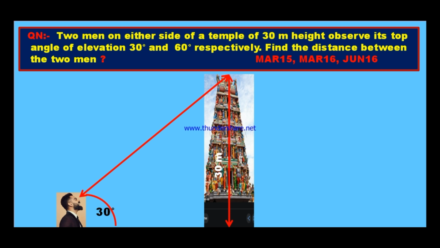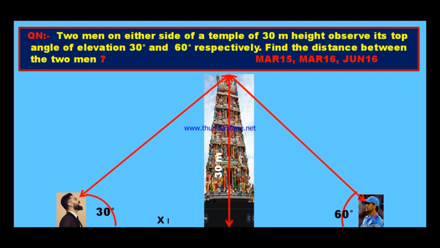And the second person on the second side of the temple. Dear students, can you recognize who he is? Very good, he is Dhoni, who observes the top of the temple at an angle of elevation 60 degrees. Now we have to find the distance between these two persons, between Kohli and Dhoni.